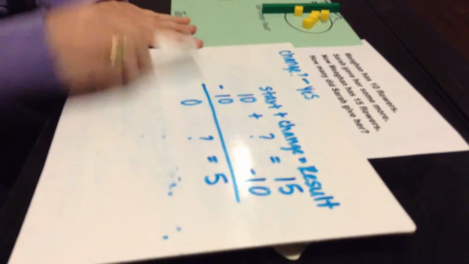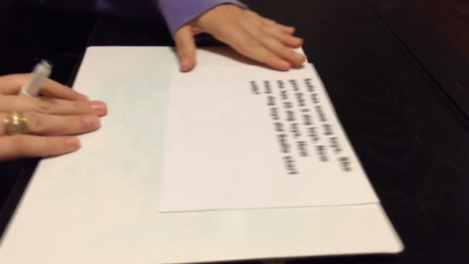Another problem that we're going to be looking at is Sadie. Sadie has some dog toys. She gave Duke 5 dog toys. Now she has 20 dog toys. How many dog toys did Sadie start with?